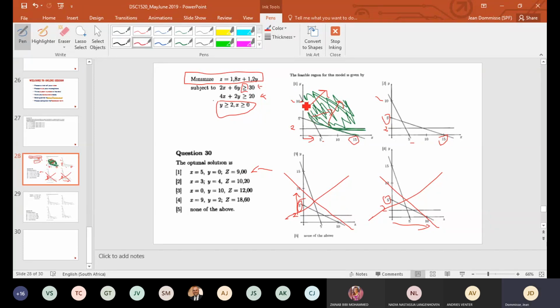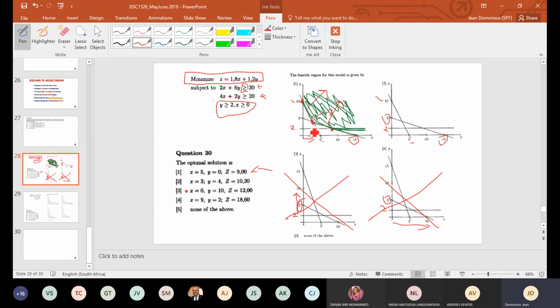So it can be that point, or it can be that point, or it can be that point. So that is basically the 3 areas. So if I look at this, okay, I would use that one first. So your x would have been 0, your y would have been 10. So x0, y10, so it would have given me the 12. So that actually works out.